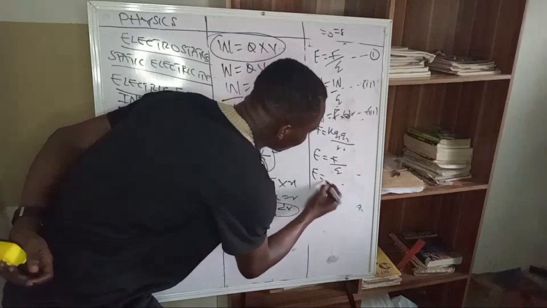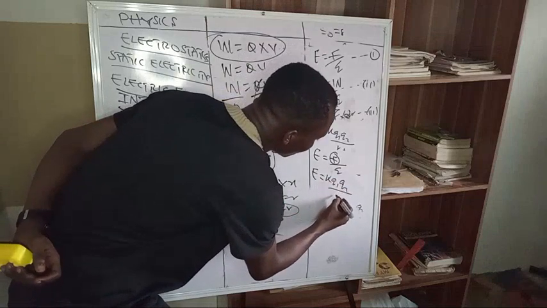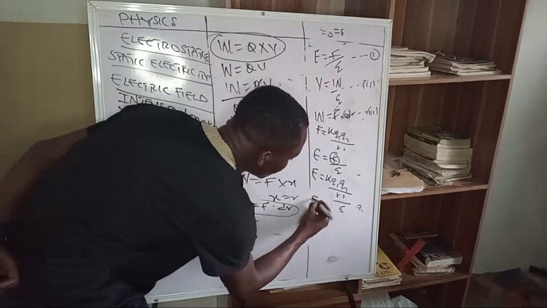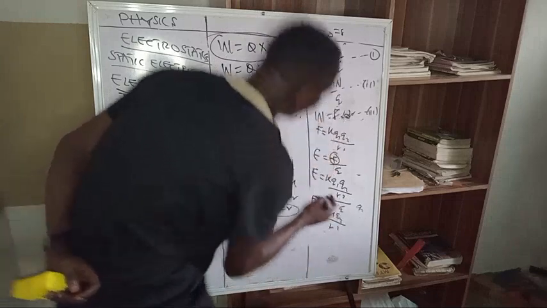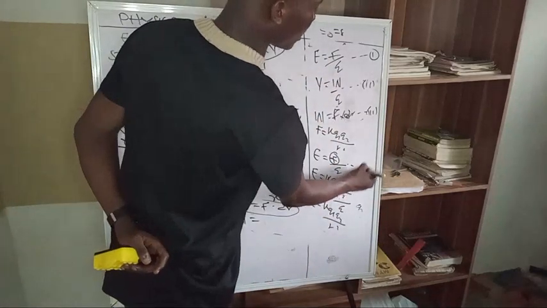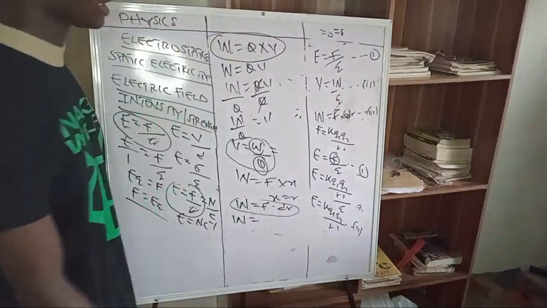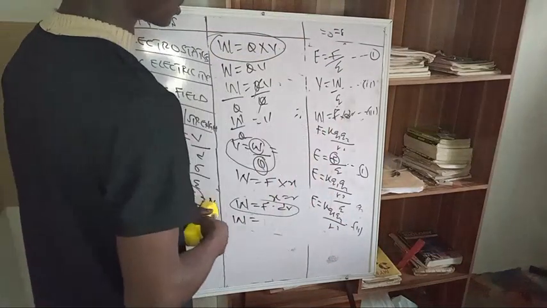You have E is equal to, what is your force? Force is now KQ1, Q2 over R squared, then over Q. Q will go with 1Q. Then what is left? E is equal to KQ1, Q2 over R squared. So this is the first equation of electric intensity, and you can also use this to calculate electric intensity: KQ1, Q2 over R squared. Then once you are done, go and impute the value also.